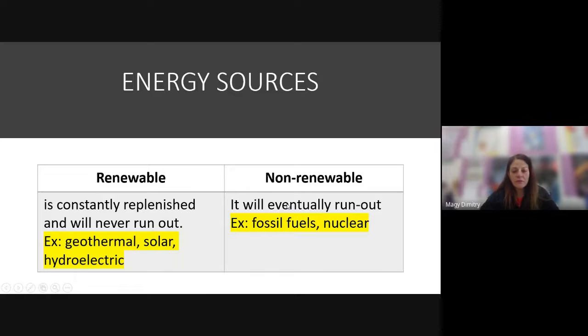And you have the non-renewable. The only two, put a star next to this if you're writing this down. The only two non-renewable sources are the fossil fuels and nuclear. That's it. Once you run out of that, that's it. There's no turning back. Whereas these ones, there's so much supply that we will never run out, thankfully.